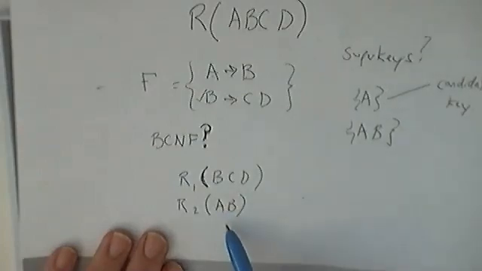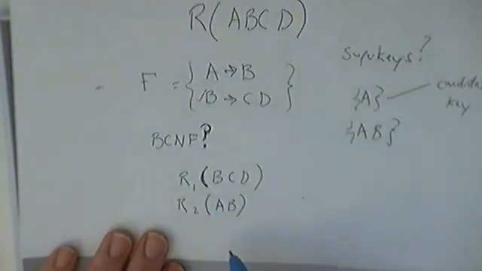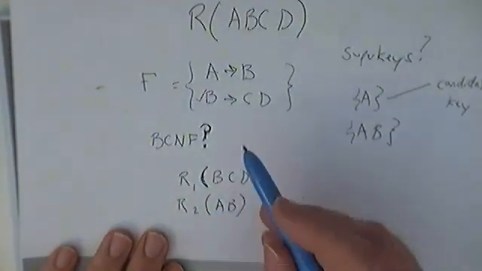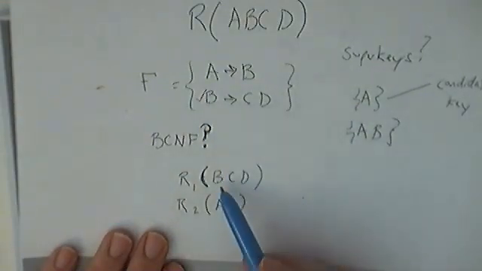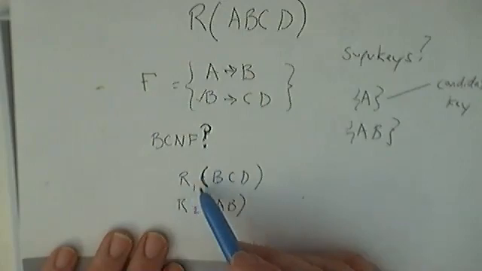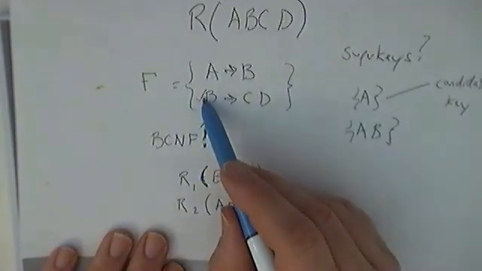Okay. So that right there is it. Now, relative to these functional dependencies, is this in BCNF? And the answer is yes, because first of all, this functional dependency only lives in this relation here. Is B a superkey of this relation? Yes, it is, because with B you can determine everything else. Therefore, that checks out.